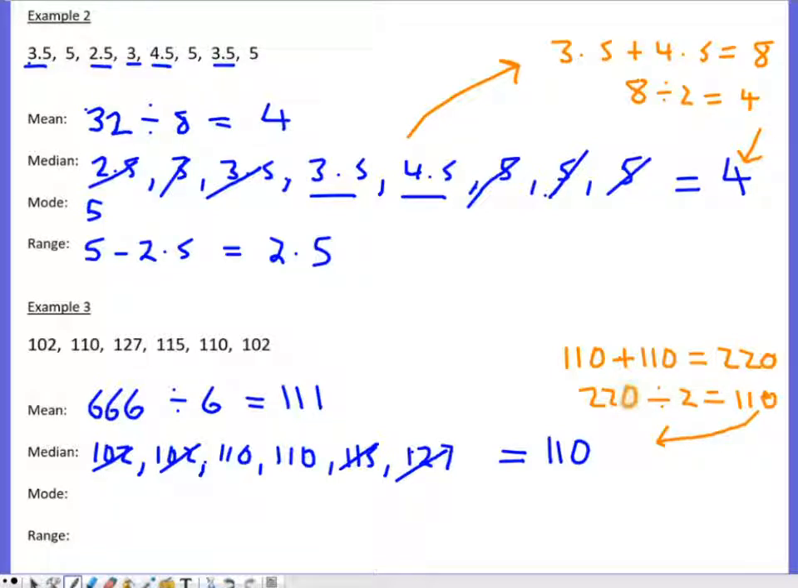The mode is the most occurring. This time we've got more than one. 102 appears twice and 110 appears twice. This is called bimodal. Both of these are the modes. The range, still the highest, take the lowest. So 127, take away 102, and we end up with 25.